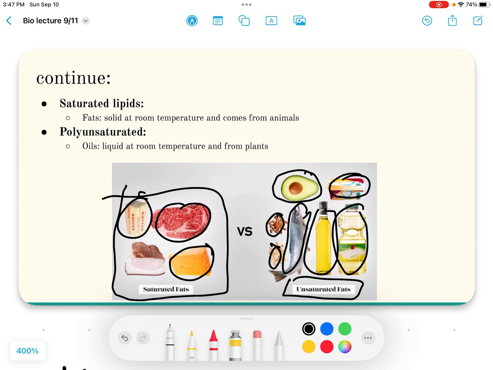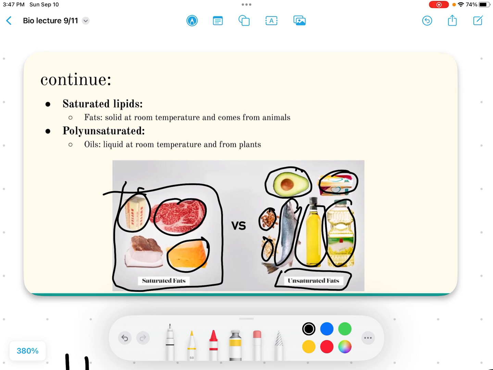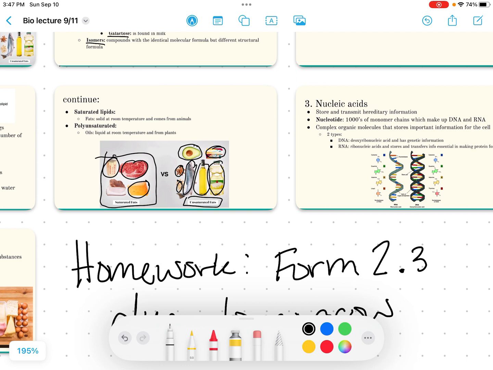So if it is solid at room temperature, so lard, fat off a steak, things like that, that's going to be a saturated fat. If it is found in liquid at room temperature, you are going to be dealing with your polyunsaturated. So things like vegetable oil, olive oil, fish oil, almond oil, all those kinds of things. Generally, they say saturated fats are not as good for you, but any type of fat works. They say generally stick to those unsaturated fats, as they are a little bit healthier choice for human consumption.